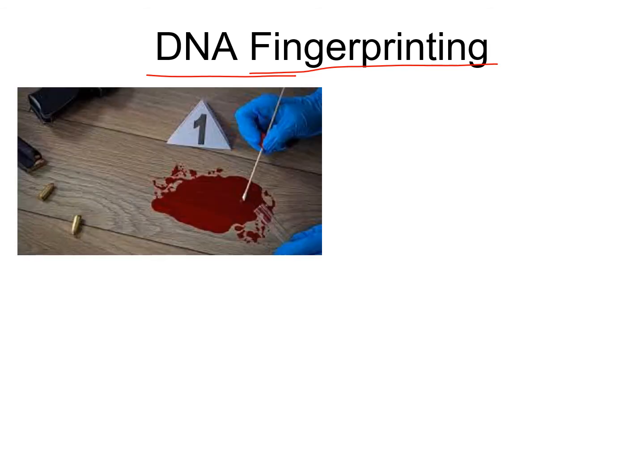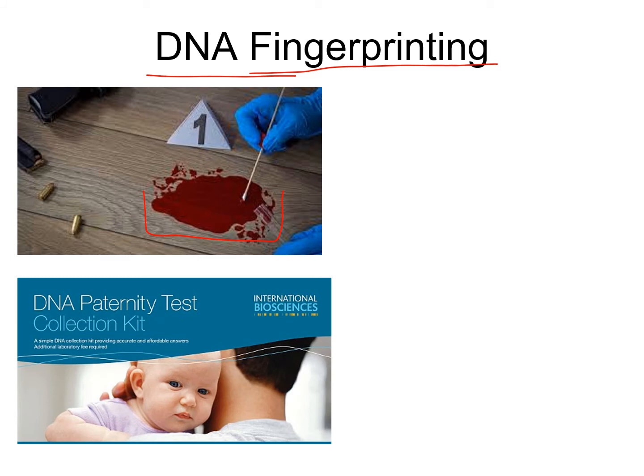So you have a crime where a perpetrator left a sample of blood, a sample of DNA, and if you have suspects, you can match the DNA from the perpetrator's sample to the suspects to identify who committed the crime. Also, DNA fingerprinting is used for paternity testing. In this case, you compare the DNA of the mother, the child, and the potential fathers. And this way you can match who actually is the father of the child.